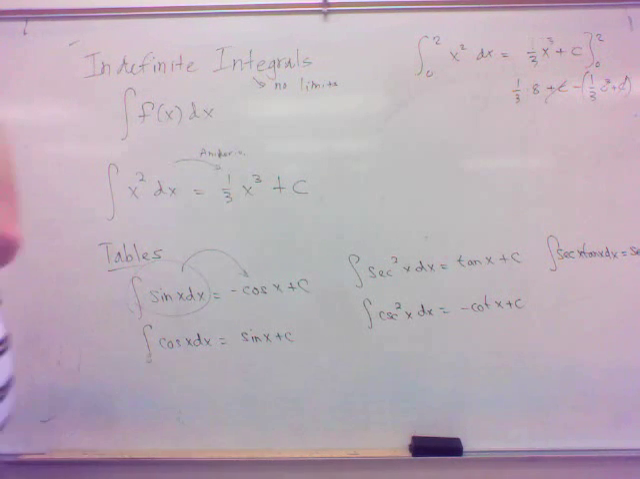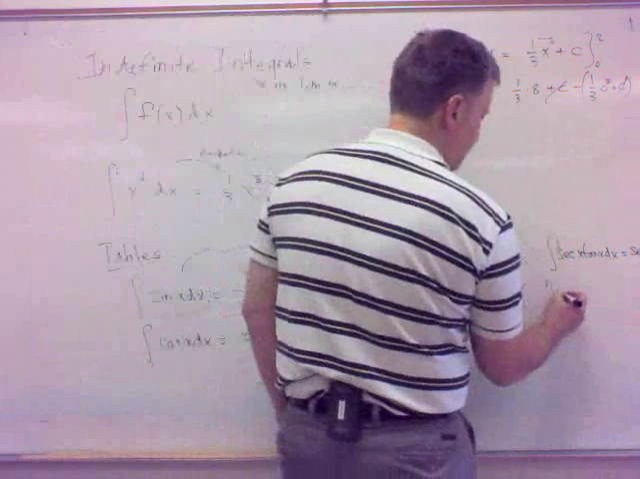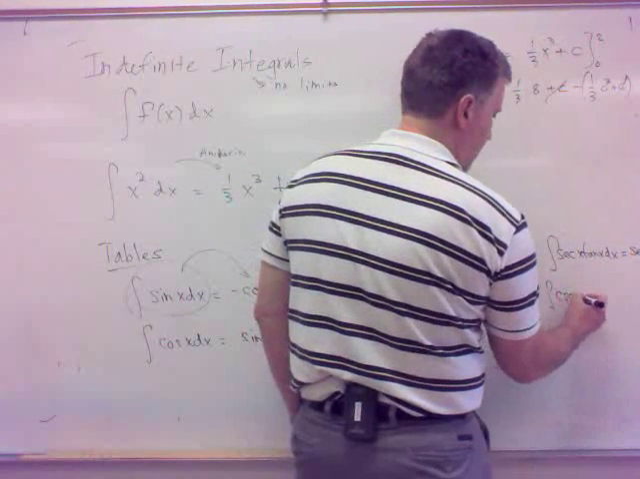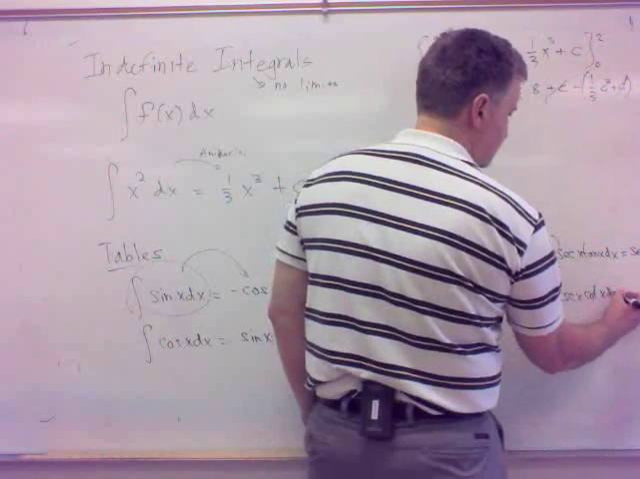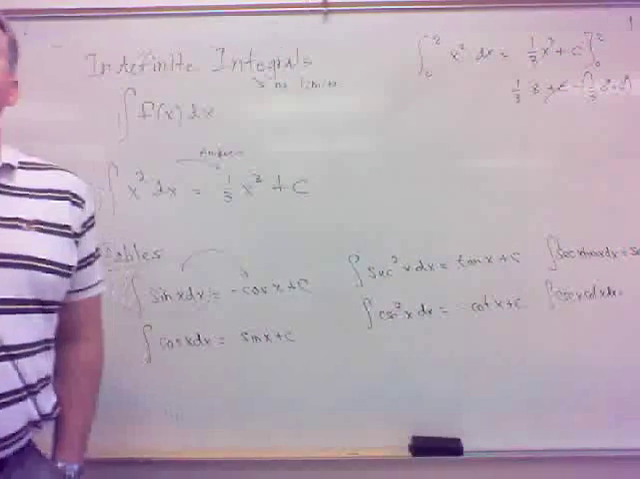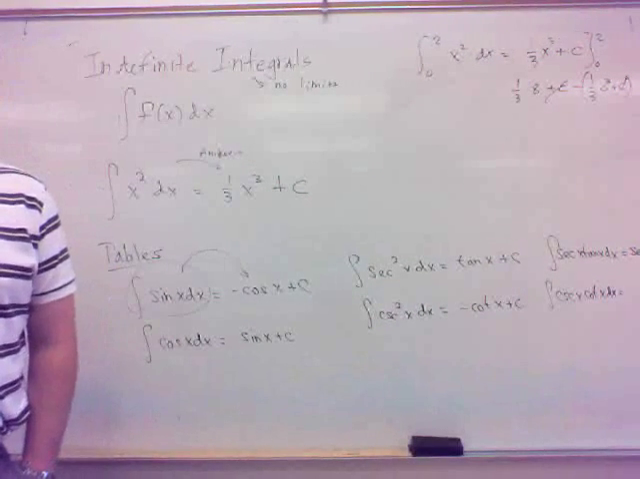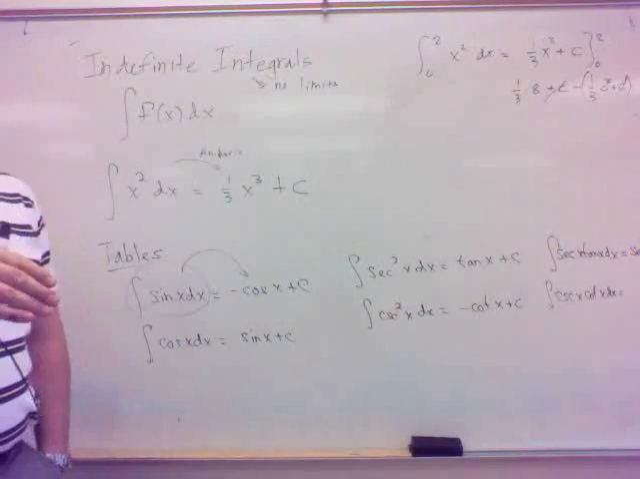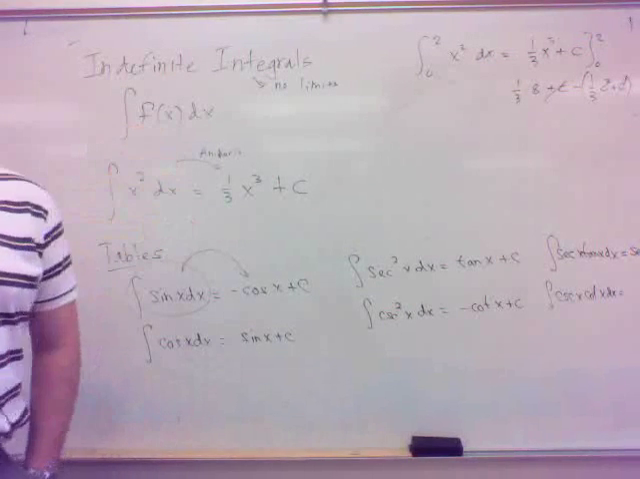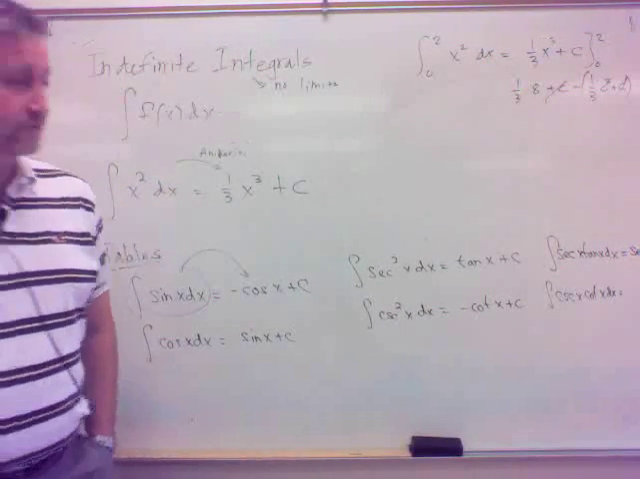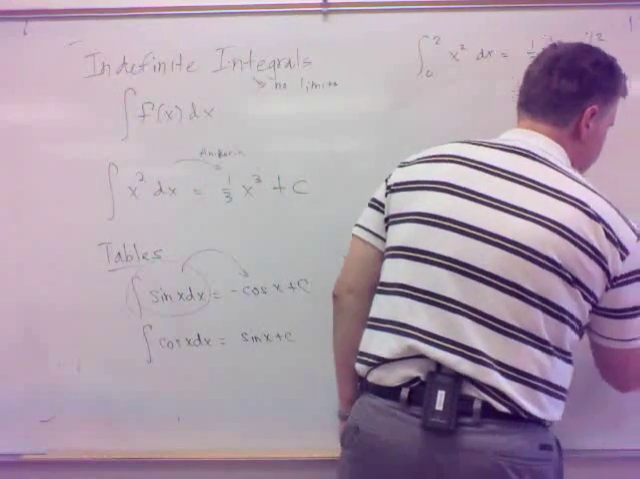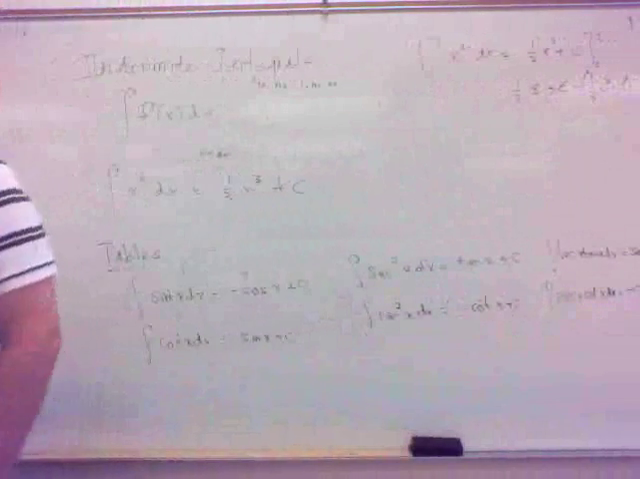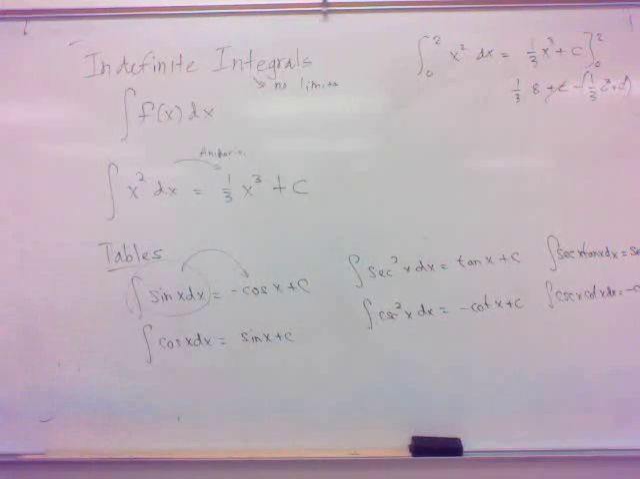Yeah, so secant x tangent x is a nice one. Cosecant cotangent is a nice one, isn't it? Since the derivative of cosecant is negative cosecant cotangent, what would the integral of cosecant cotangent be? Well, it would be the negative cosecant. All right. Okay, so that's one use of it.